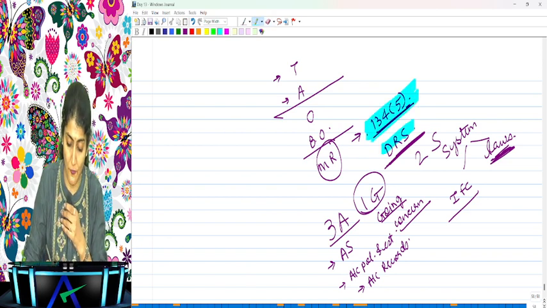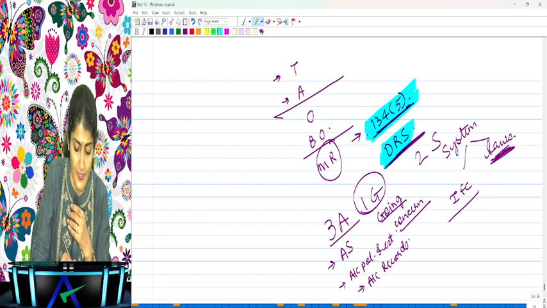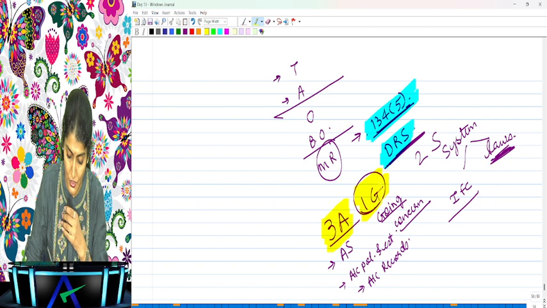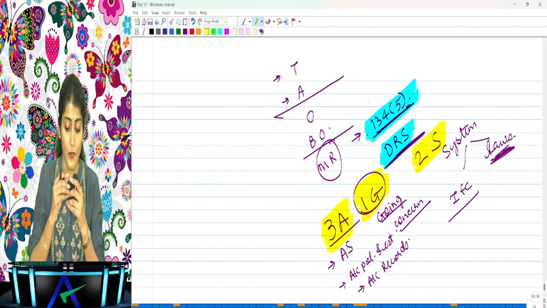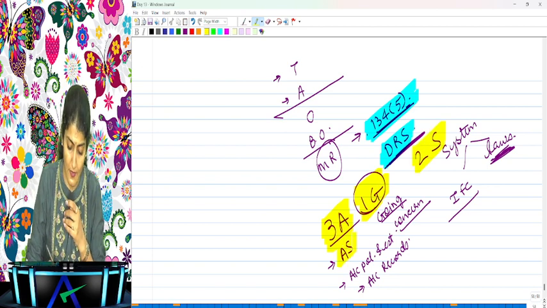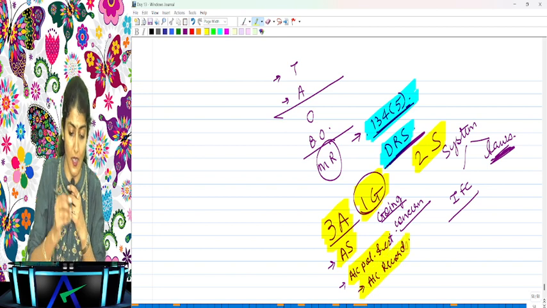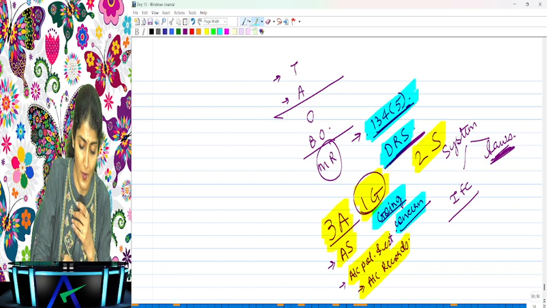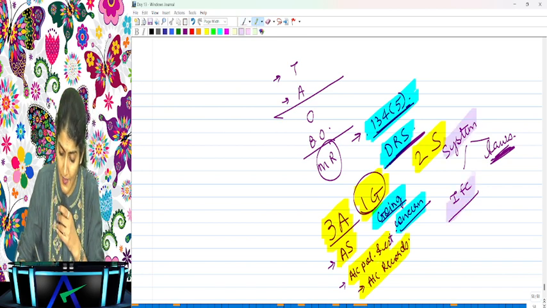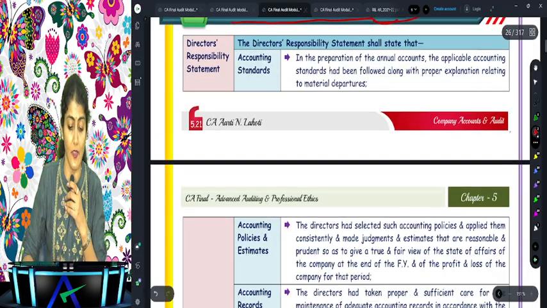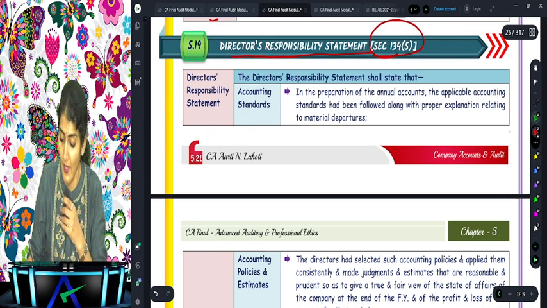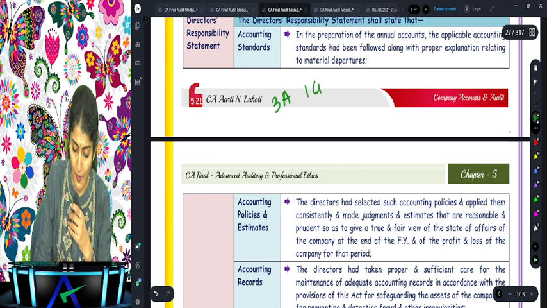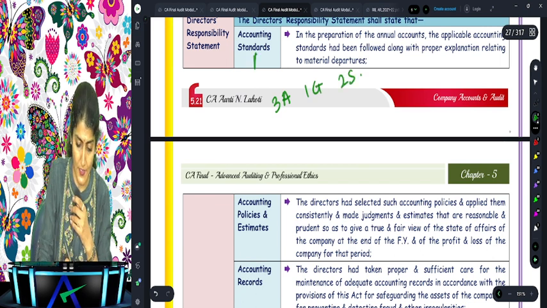134 subsection 5, director's responsibility statement: 3A, 1G and 2S. Which are the 3A? Accounting standards, accounting policies and estimates, accounting records. What is the G? Going concern. And what are the two systems? One is the system for the IFC and second is the system for ensuring the compliance with the laws. Okay, right? So 134 subsection 5. What does it say? 3A, 1G and 2S.